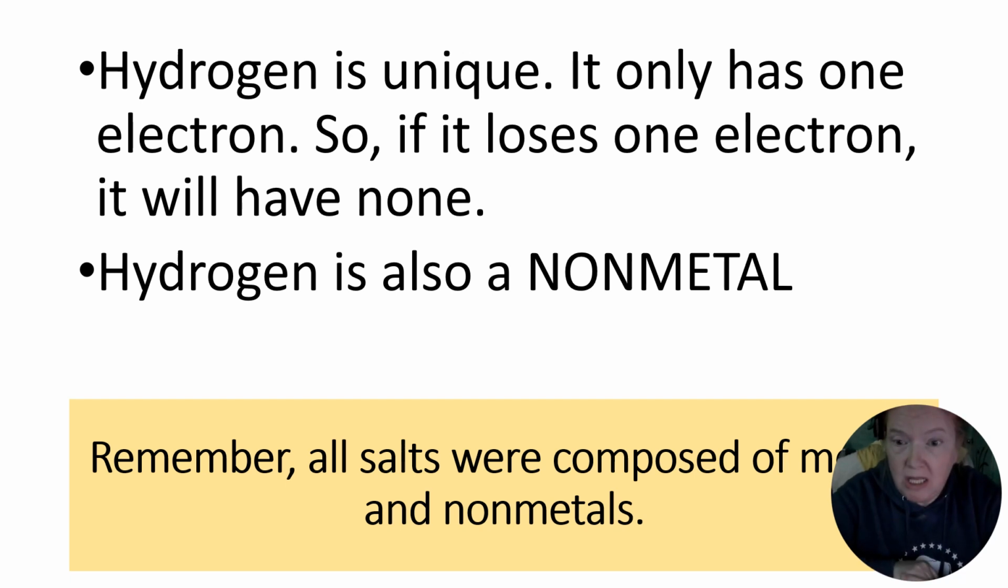And then the whole hydrogen thing. So remember, salts were metal and non-metal. Well, hydrogen is unique. It only has one electron. So if it loses its one electron, it doesn't have any, and that's really not a preferred state. So hydrogen is a non-metal. So why the heck is it over there on that side of the periodic table with the other metals? Well, just because it is in the same column as other elements with one valence electron. But hydrogen behaves like a non-metal on the other side of the periodic table.